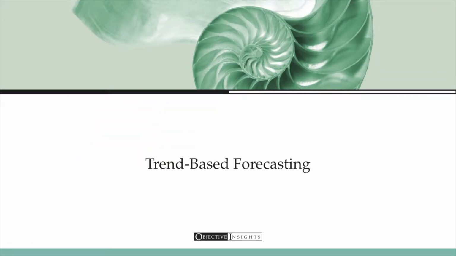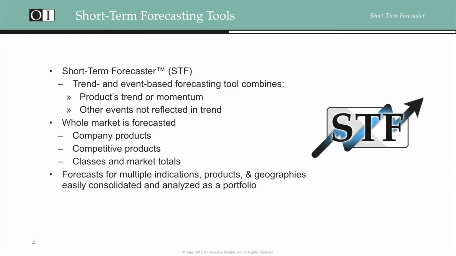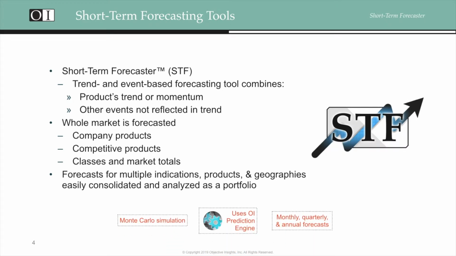So in general, what we're doing here is trend-based forecasting. We're taking historical data and trending it out into the future. The short-term forecaster model is a trend and event-based forecasting tool, and it combines two pieces: the trend or momentum of the product or products we're looking at, and other events that are not reflected in the trend because they haven't happened yet, so we have to add them in after the trend has been computed.